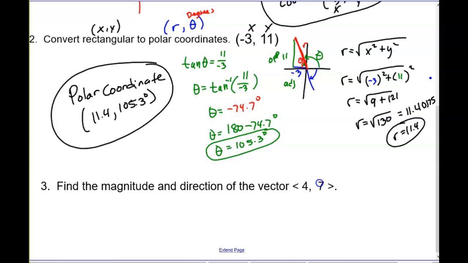All right, last one, find the magnitude and the direction. So when we say magnitude, remember our notation? Sometimes it was one bar, sometimes it was two. But they give us our component form of the vector.